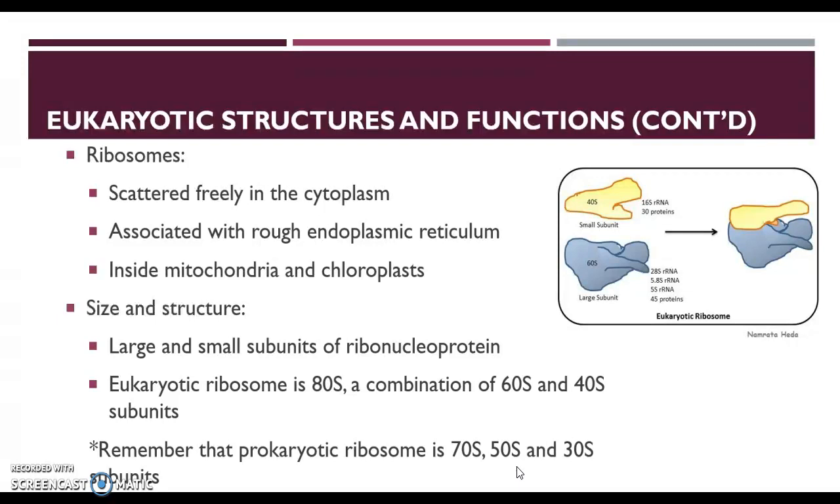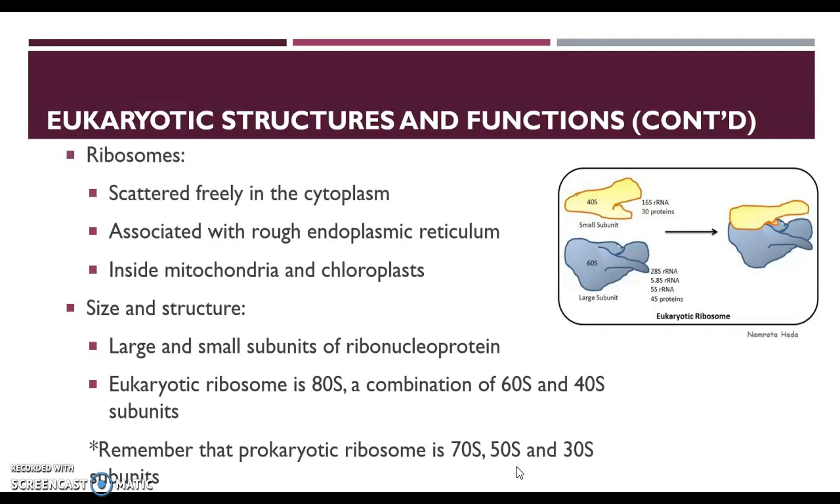So our next structure that we're going to encounter within eukaryotic cells are ribosomes. And remember, bacteria and archaea also have ribosomes, but they are different from those found in eukaryotic cells. We find ribosomes scattered freely throughout eukaryotic cytoplasm, and they are also found attached to the rough ER, and we also find them inside mitochondria as well as chloroplasts.